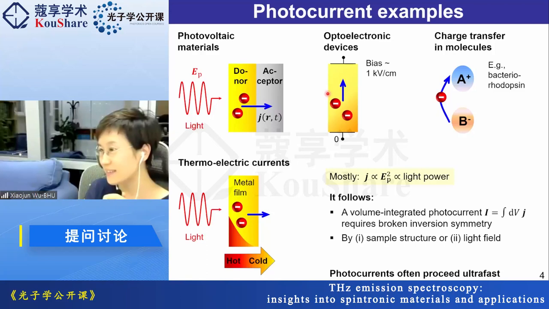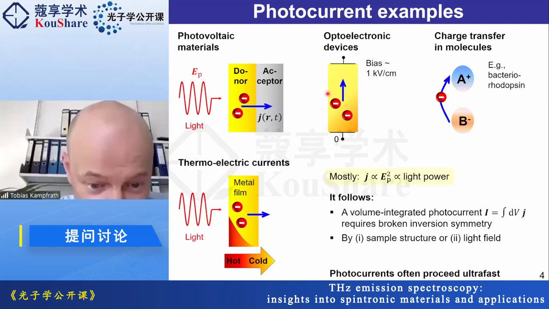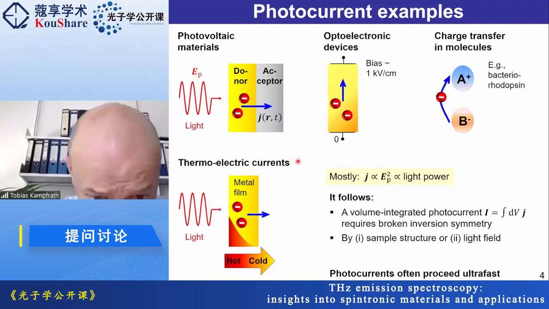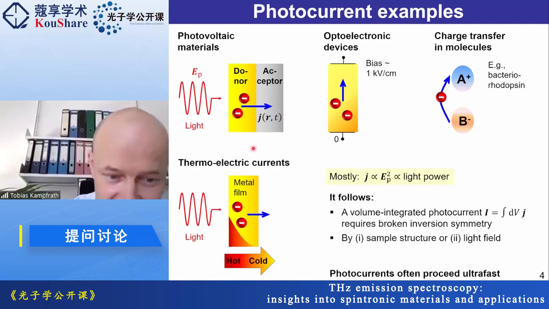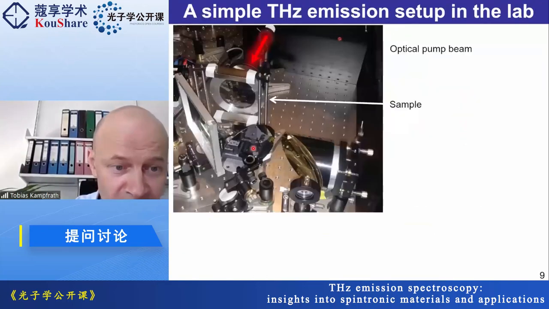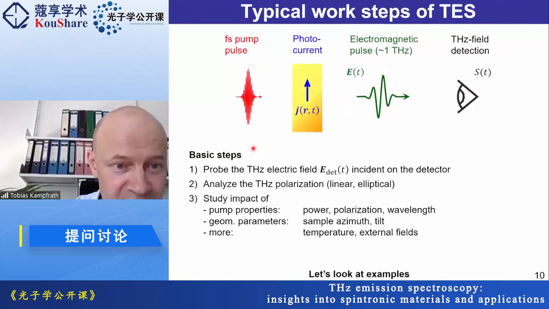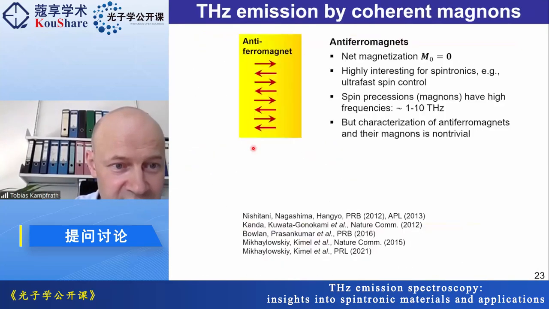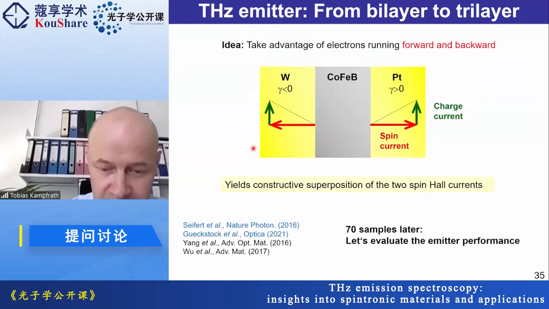Do you think the ultrafast demagnetization is due to spin flip, spin transport, or the change of the spin voltage? Okay, so the change of the spin voltage. Let me briefly explain it. It's very quick. So here's the terahertz emission slide.